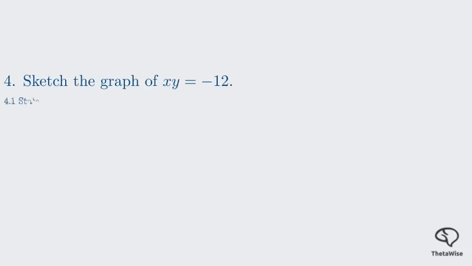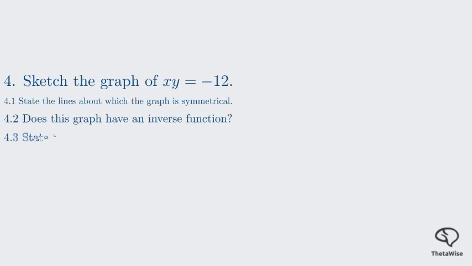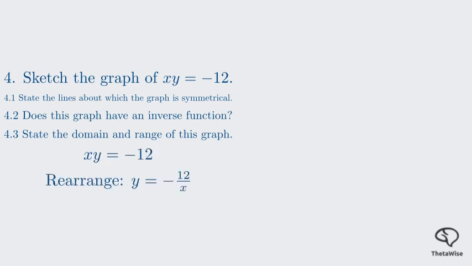We're halfway through. Let's tackle question 4. We need to sketch the graph of xy equals -12 and then answer 3 more questions. The equation xy equals a constant is the definition of a hyperbola. Let's rewrite it in the more familiar form y equals m over x. Dividing both sides by x, we get y equals -12 over x. This is an example of a reciprocal function. Its graph is a hyperbola.